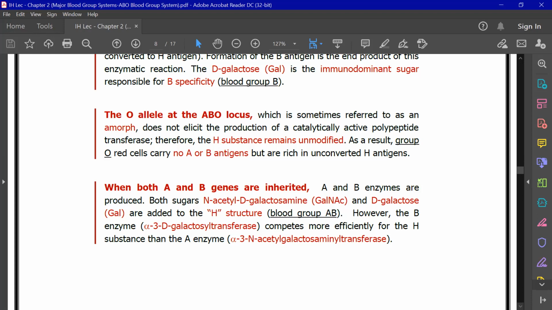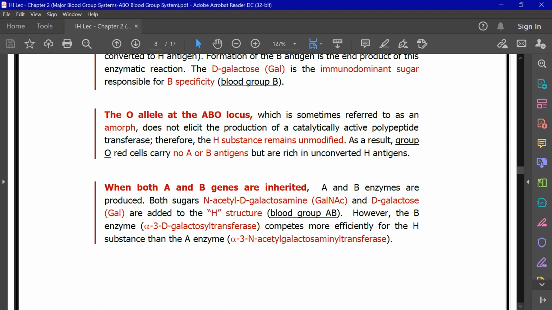Naintindihan? Kaya nga class, those individuals having a phenotype of group O, the red cells of this individual carry no A or B antigens. Naiintindihan nyo na kung bakit walang present na A and B antigens kapag group O yung individual? Naiintindihan nyo, class? Because the inheritance of your O gene does not produce any protein that will add sugar dun sa H antigen structure natin. That's why hindi nako-convert yung ating H antigen structure into either your A or B antigens.